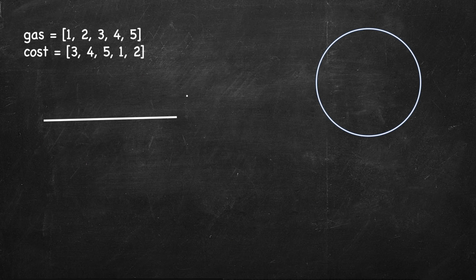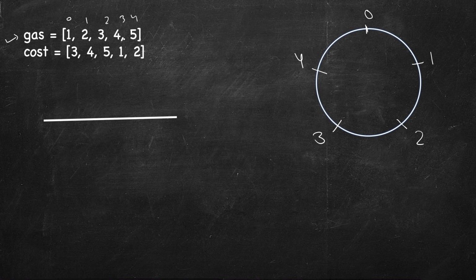In this problem, you have a few gas stations. This array or list of gas denotes the different gas stations: gas station 0, 1, 2, 3, 4. So let's draw them here. You have to think that they are in a circle. You visit these gas stations in a circular fashion, and you can start from any of those. Let's say this is 0, this is 1, this is 2, this is 3, and this is 4. These are the 5 gas stations.